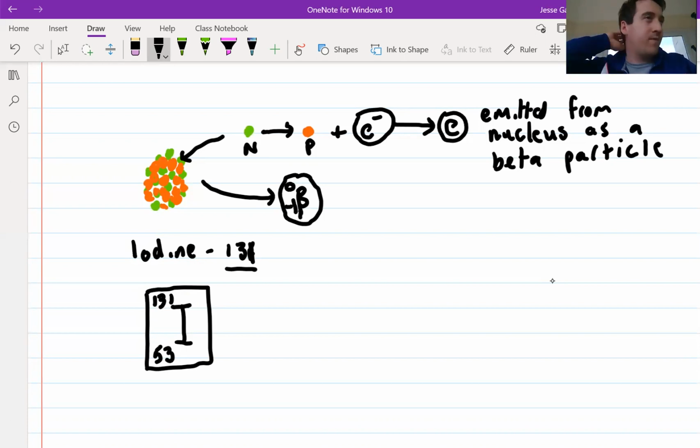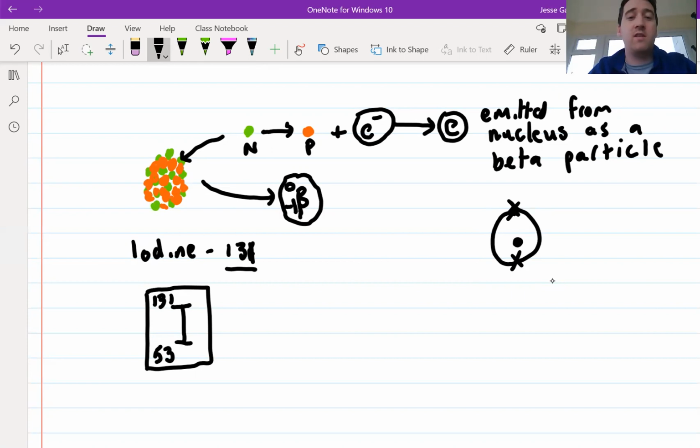Now notice, this is not one of the electrons that is orbiting the nucleus that we would normally draw, where we have the nucleus and around the nucleus, we've got these shells of electrons. This is not one of those electrons. Those electrons stay where they are, they don't change. A beta particle is an electron that begins its life in the nucleus. So it's a neutron that's made up of a proton and an electron stuck together.